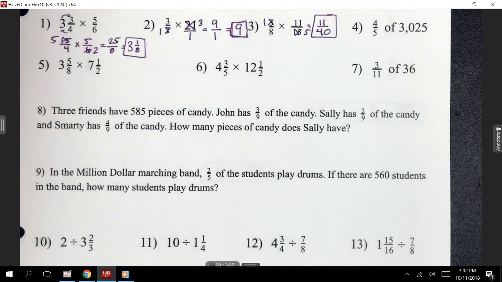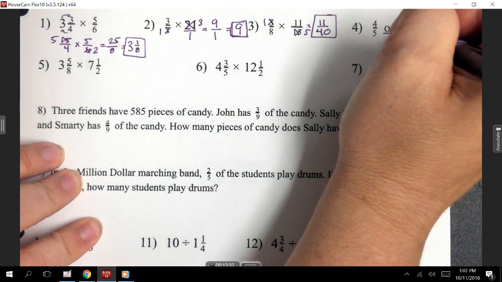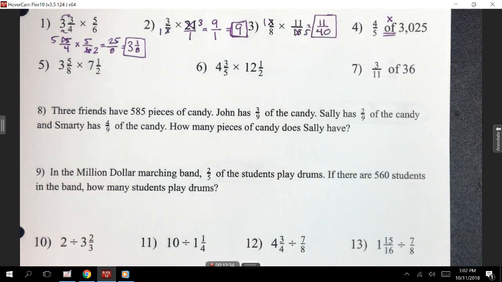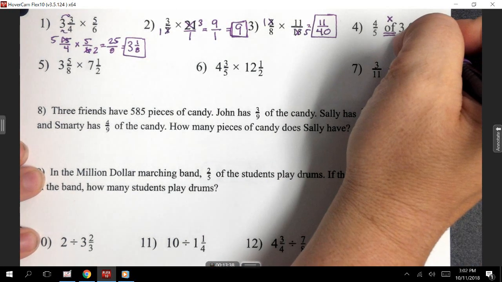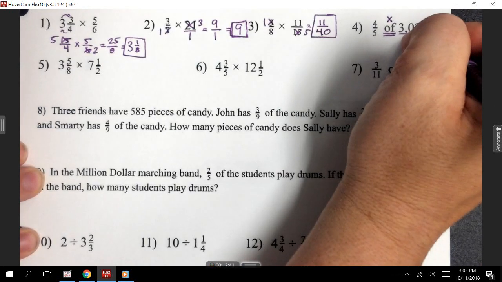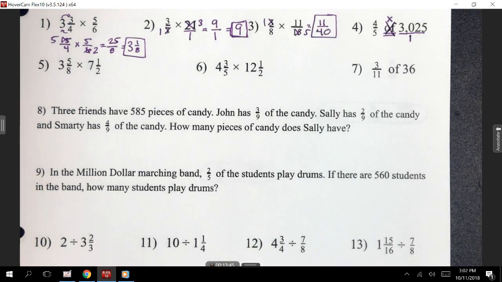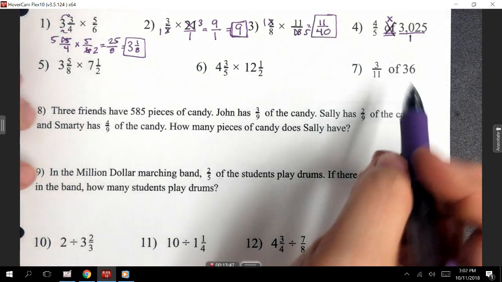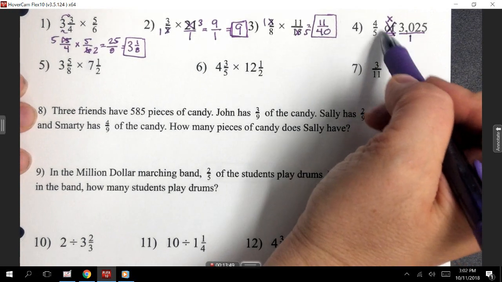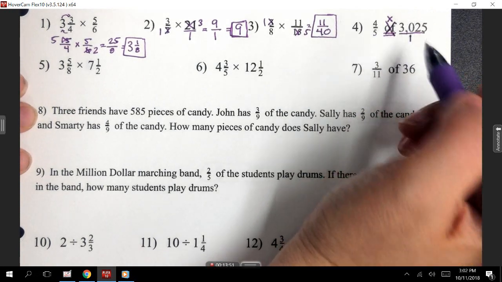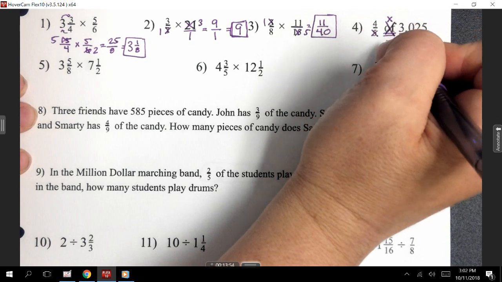On number 4, we talked about in class today how the word "of" is a key word that means to multiply. So when I set this up, I'm going to put 3,025 over 1, and I'm multiplying that times 4/5. Guys, I know that 5 on the bottom and 3,025 can simplify because it ends in 5.